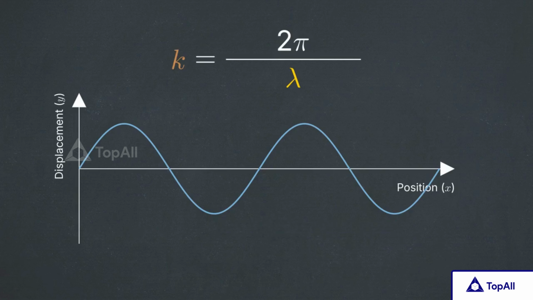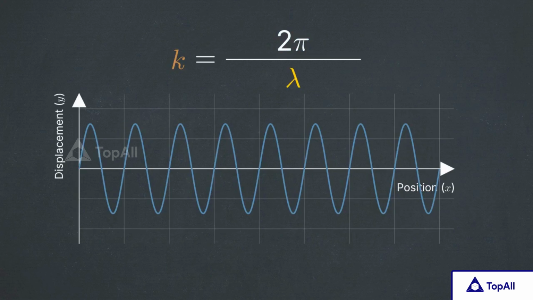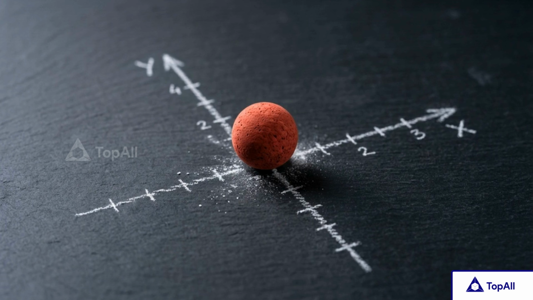From this, we derive the angular wave number, k. This is calculated by dividing 2 pi by the wavelength, giving us a standard measure of how many wave cycles can be accommodated per unit of distance. This spatial term, kx, dictates the physical repeating structure of the wave across the length of the medium at any given instant. Now let's look at the inverse perspective.